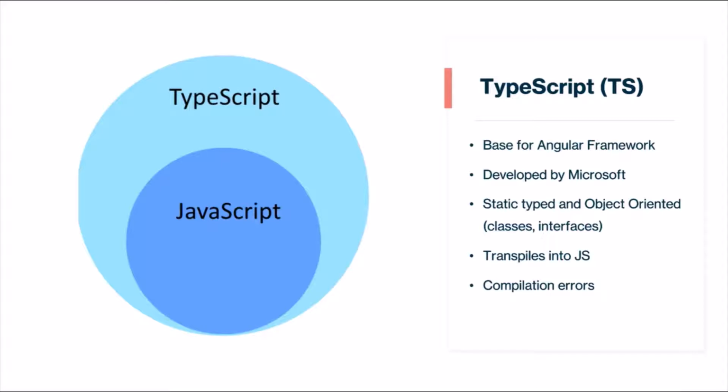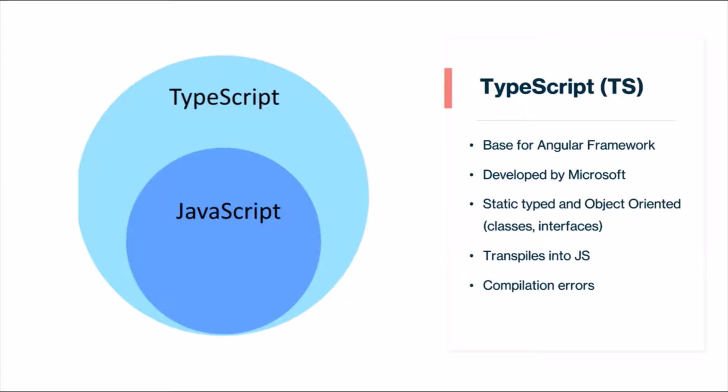TypeScript is also an object-oriented programming language, which means it has classes and interfaces. How to implement and write these classes and interfaces we will study later in this video. As you can see within the picture here, TypeScript encapsulates JavaScript, which means every JavaScript code is actually a TypeScript code, but not the other way around.